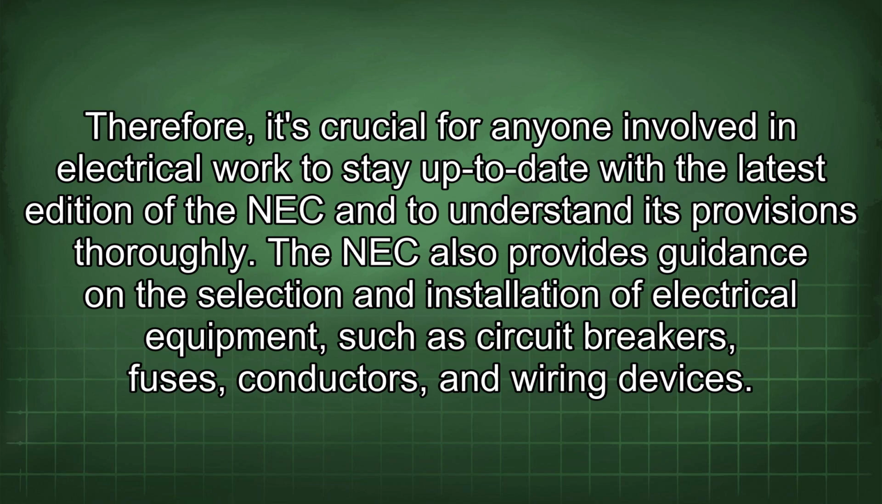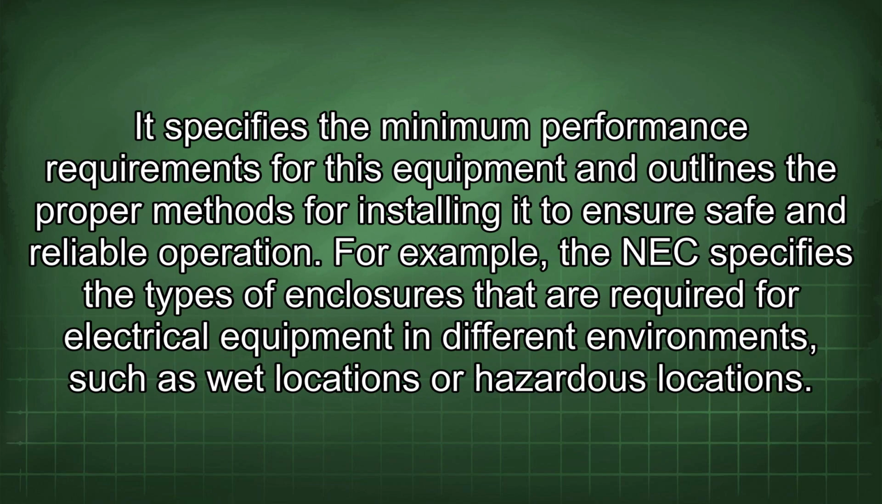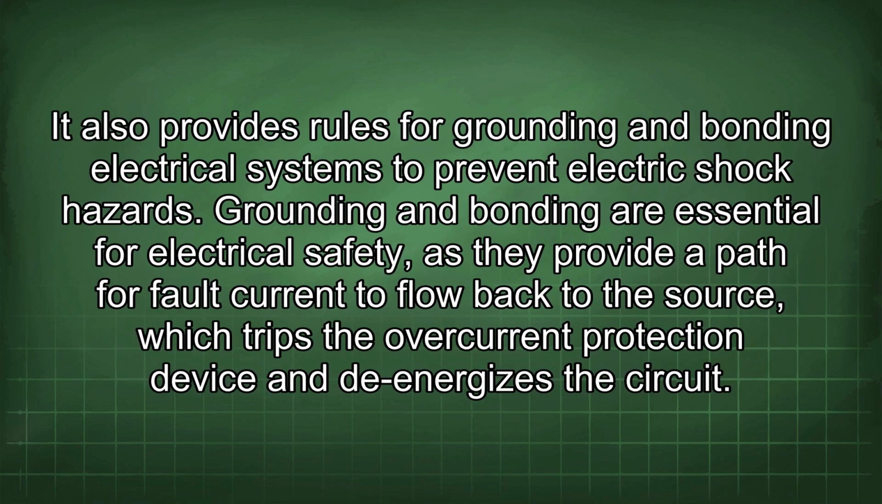The NEC also provides guidance on the selection and installation of electrical equipment such as circuit breakers, fuses, conductors, and wiring devices. It specifies the minimum performance requirements for this equipment and outlines the proper methods for installing it to ensure safe and reliable operation. For example, the NEC specifies the types of enclosures that are required for electrical equipment in different environments, such as wet locations or hazardous locations. It also provides rules for grounding and bonding electrical systems to prevent electric shock hazards.